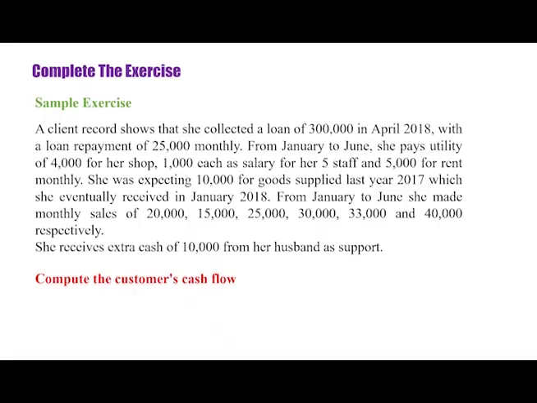From January to June, she made monthly sales of $20,000, $15,000, $25,000, $30,000, $33,000 and $40,000 respectively. She receives extra cash of $10,000 from her husband as support. While this concludes our lecture for Lecture 5, compute the customer's cash flow below. Just follow the examples below and you'll understand where each item is placed.